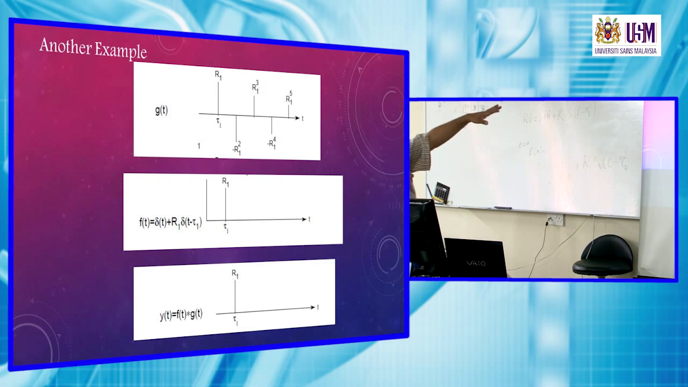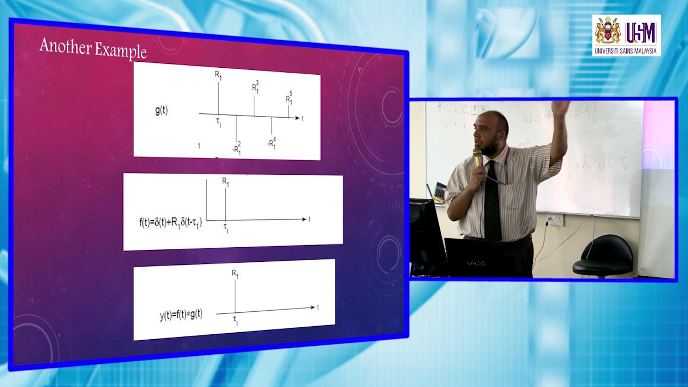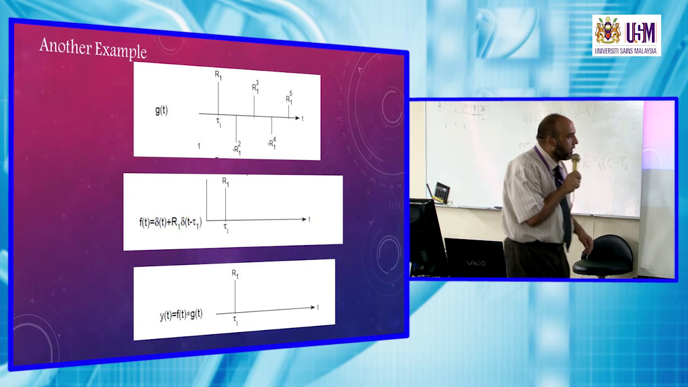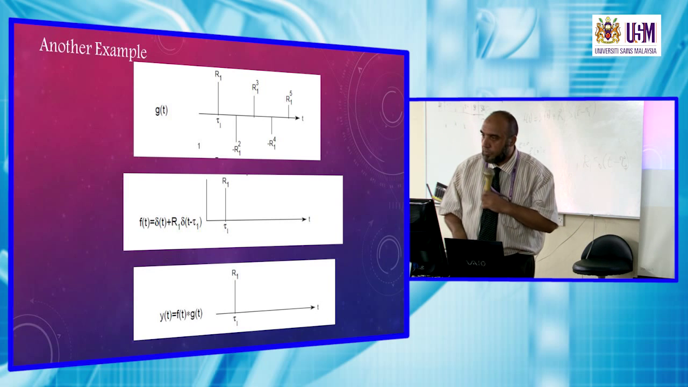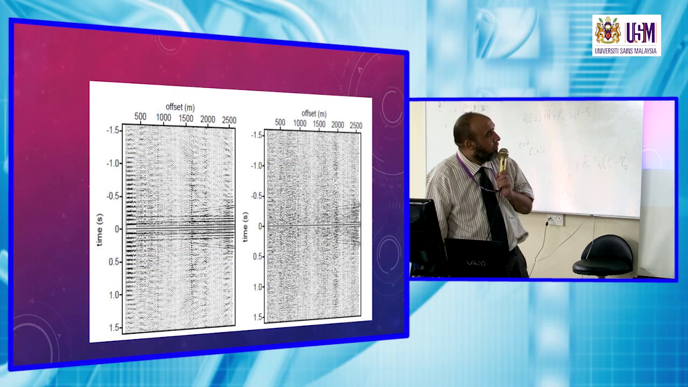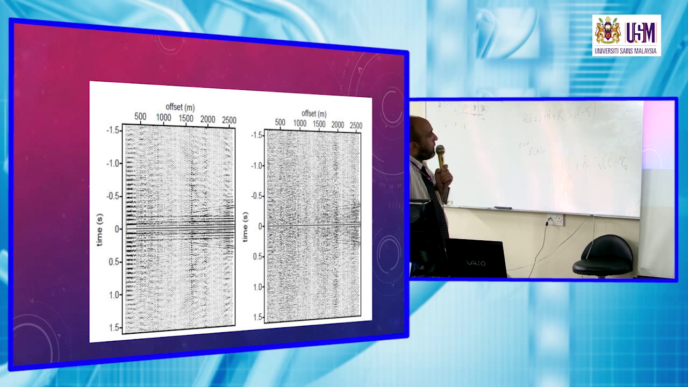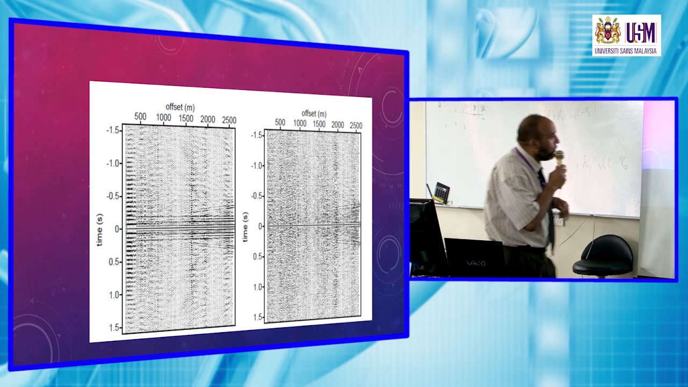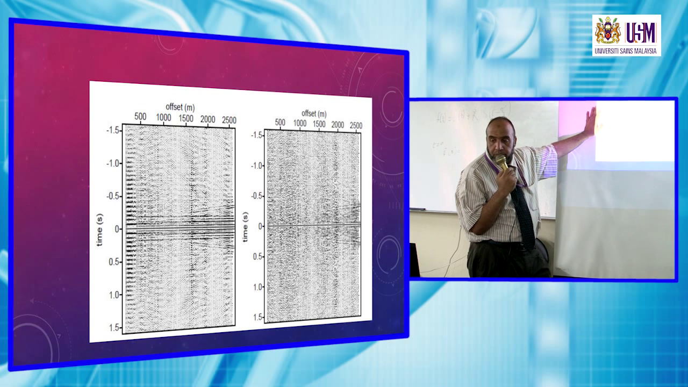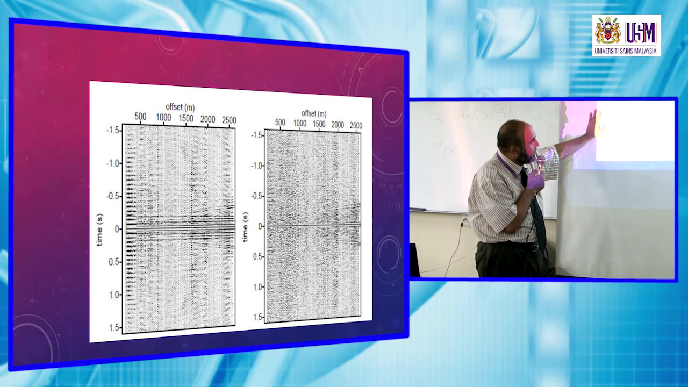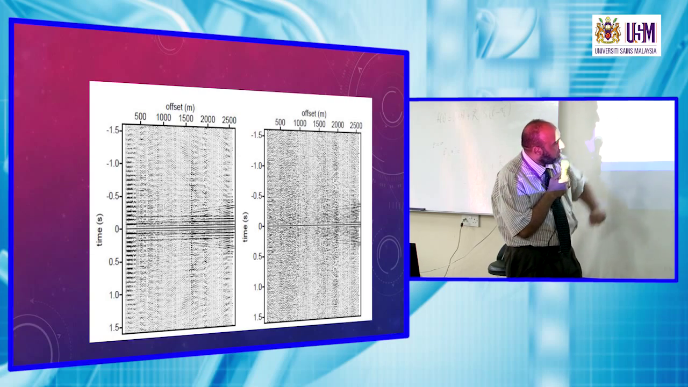So if I convolve G of T with F of T, I will remove all later arrivals, all multiples, and I will end only with the original phase. This is a representation of this synthetic example. As you see, we have a number of multiples in this case before the application of the predictive deconvolution filter, and here the situation after removing the multiples.